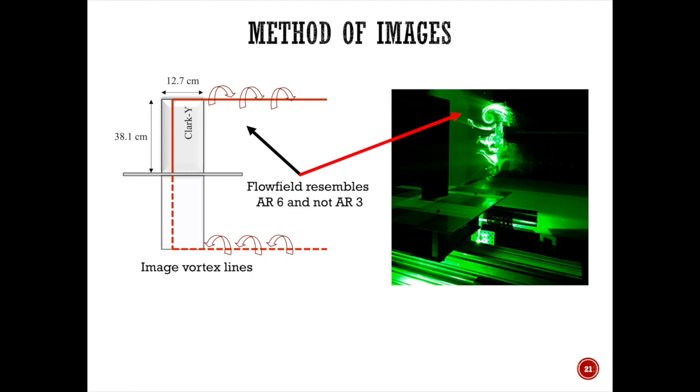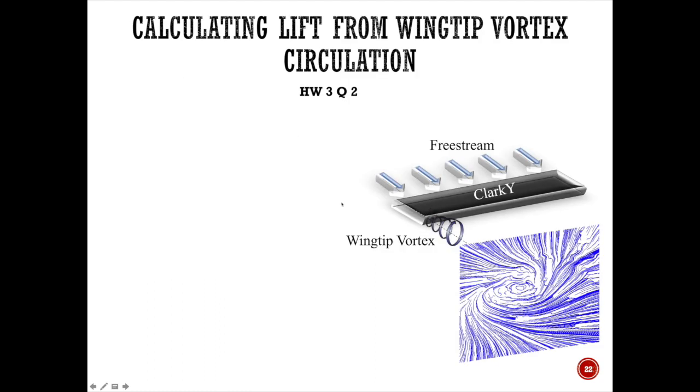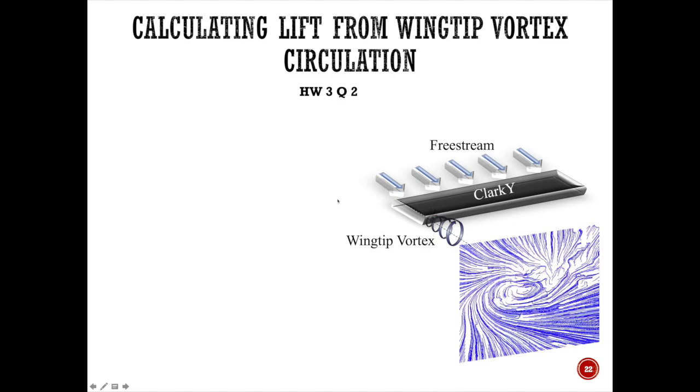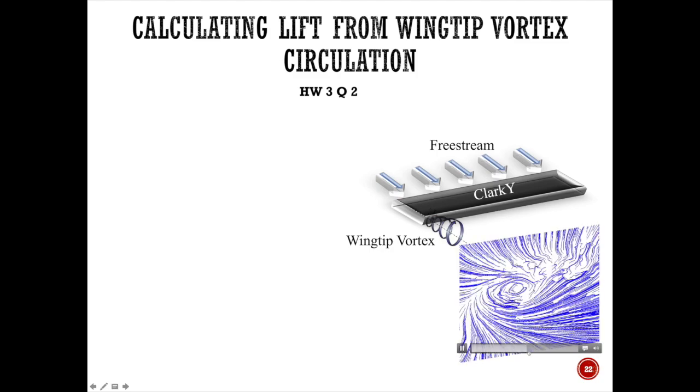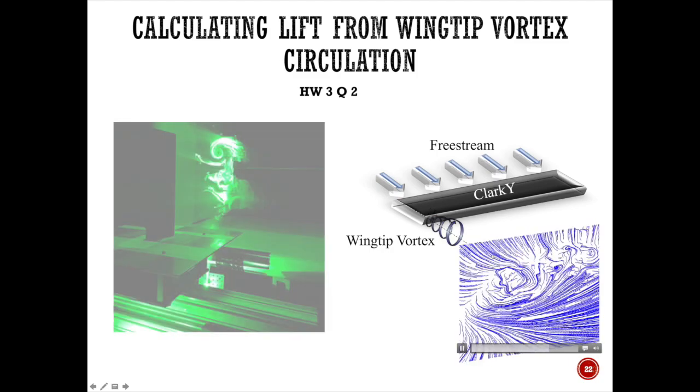Okay, so that's why you see these. That's why I said it's an aspect ratio 6, even though it's an aspect ratio 3 actual wing. Okay, now using the data, you can see these vortices. Again, I created these using the streamline command. Okay, this is the data that you will be given.